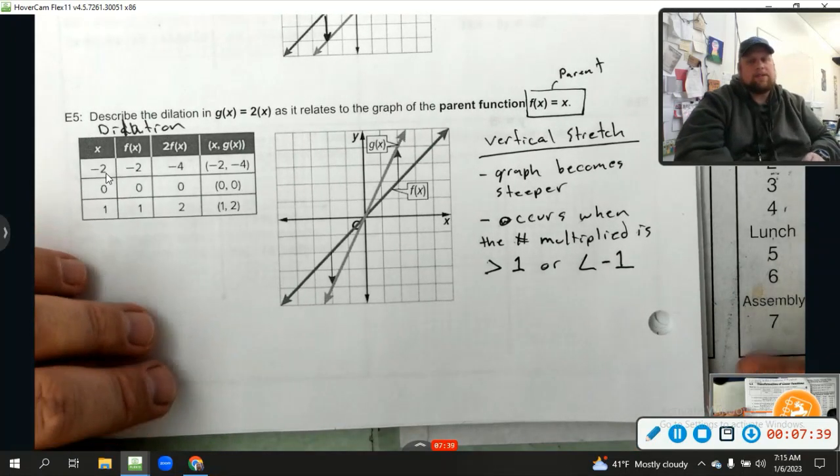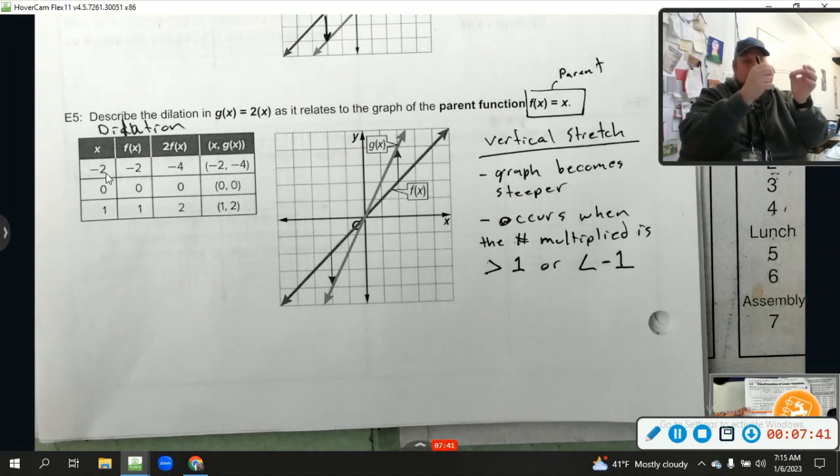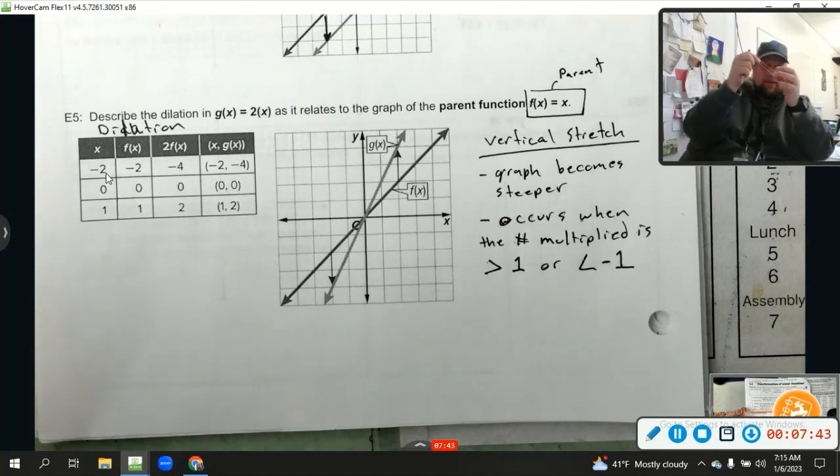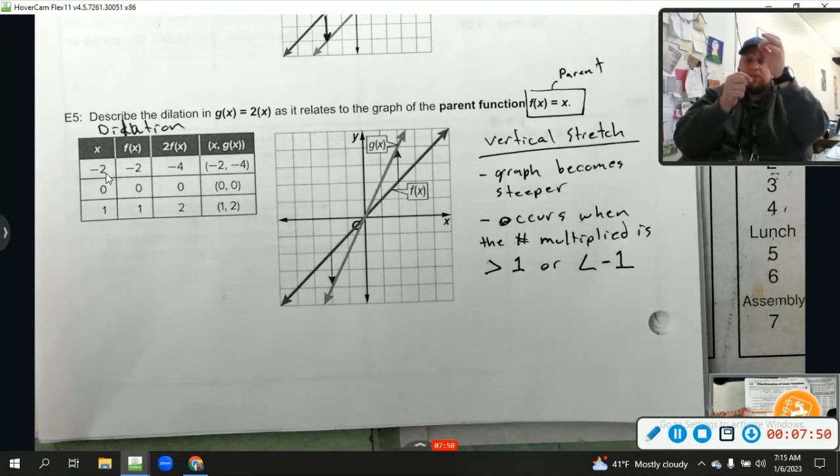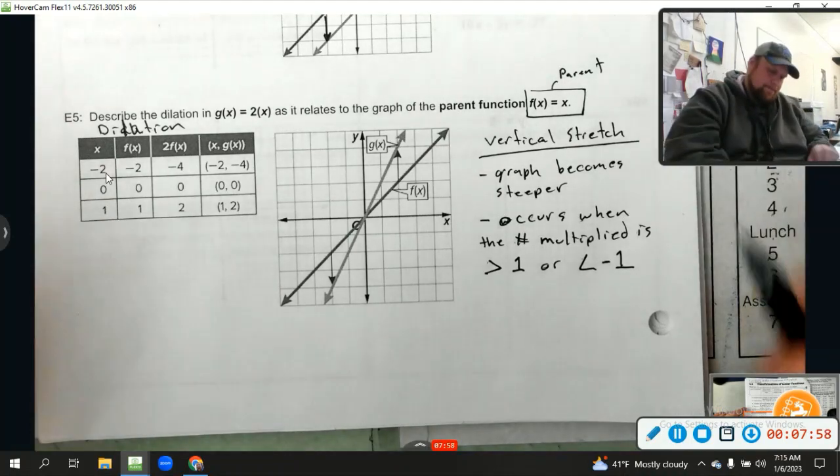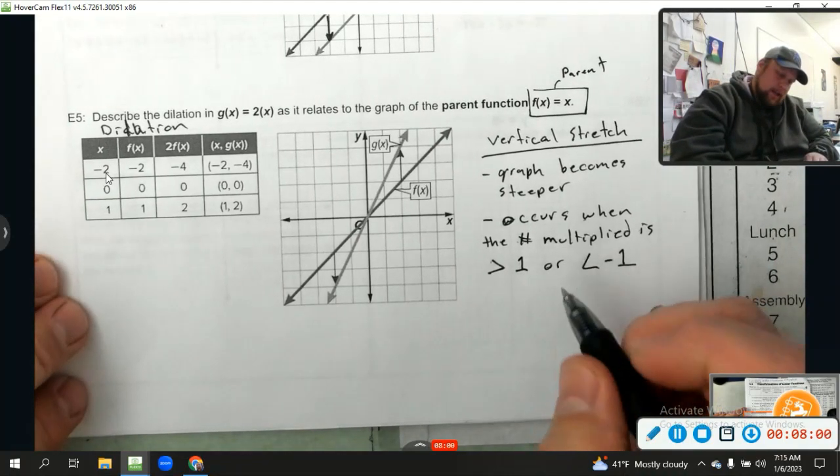So there's two kinds of steepness, guys. I want you to think about this. There's a steepness that makes it positive, right? See how that's becoming steeper in the positive direction? But also, if I multiply by something less than negative 1, it's going to become steeper in the other direction and become negative. So just keep that in mind. That's why it can be greater than 1 or less than negative 1.